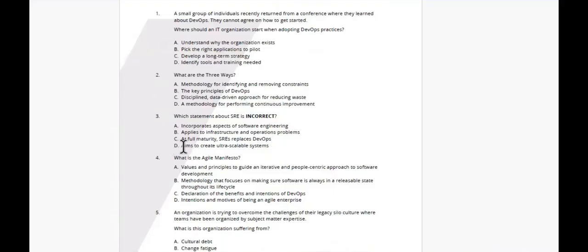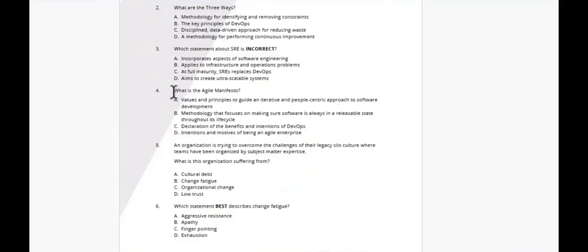And D, aims to create ultra-scalable systems. Yeah, that's true. So you have to reread the question. Which one is not correct? The one that's not correct is C. Let me double check. Yes, it says C. Question 4. What is the Agile Manifesto? Answer A, values and principles to guide an iterative and people-centric approach to software development. That makes sense to me.